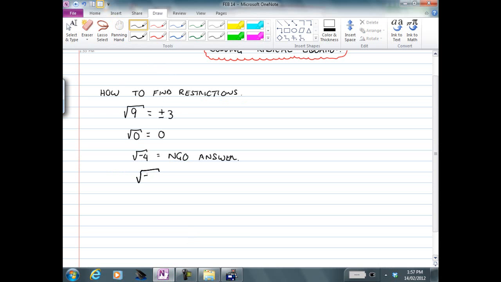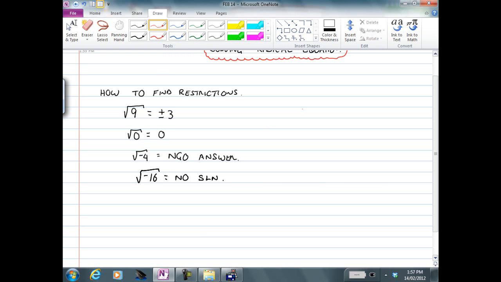So let's try another one. Square root. Can you close the door, Ruby, please? Negative 16. Jessica, square root of negative 16. Again, no solution. So would you agree, then, let's write a few things down.